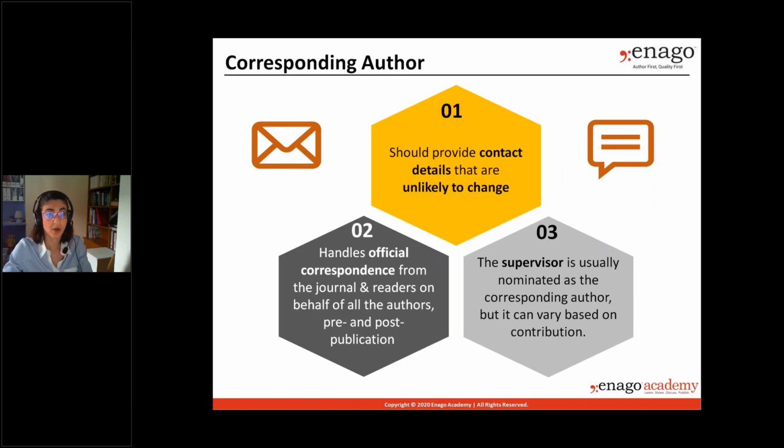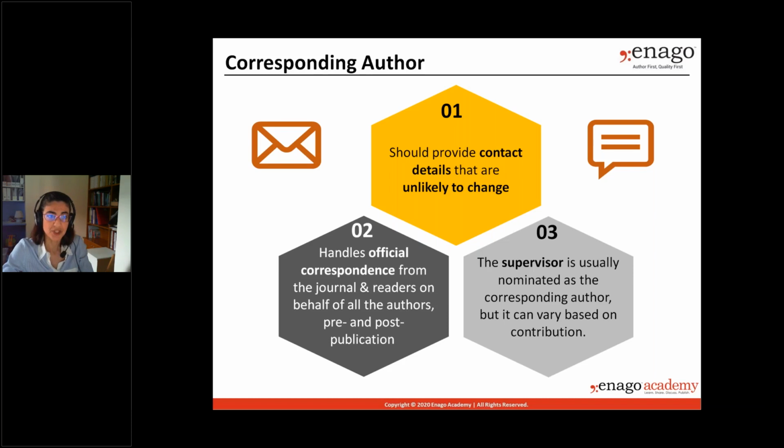The corresponding author is the one who should provide contact details that are unlikely to change, the one who will handle official correspondence from the journal and the readers, on behalf of all the authors, and will be responsible for doing that pre and post publication.